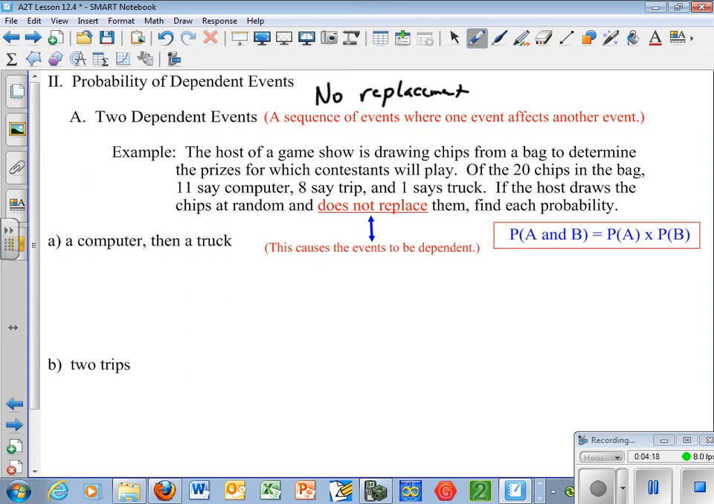Of the 20 chips in the bag, 11 say computer. So we got 20 chips. 11 say computer, 8 say you win a trip, 1 says a truck. If the host draws the chips at random, does not replace them, find each probability.